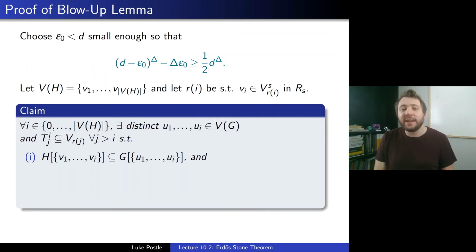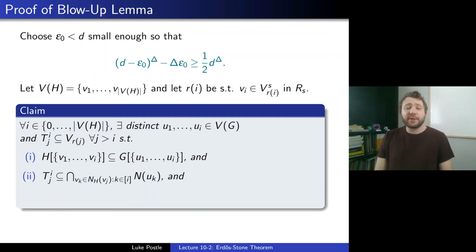So that means that if you take H induced on V1 up to Vi, it's a subgraph of G induced on U1 up to Ui. So we really embed it, and I mean in the label sense there. So we really have embedded the graph. Maybe we have extra edges, but we at least get H. Two, we have to still embed the rest of the vertices.